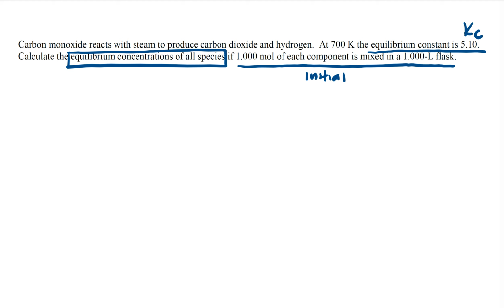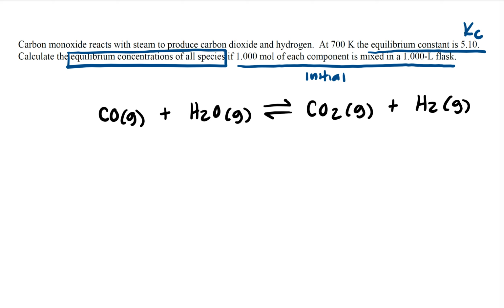And so I recognize this as an ICE chart problem because I'm given initial values and they want me to solve for equilibrium values. Anytime I see those two things in the same problem, that's key, a red flag almost to let us know that, hey, we're going to make an ICE chart. So an ICE chart always starts with a balanced chemical equation. All right, so I have my balanced chemical equation. All coefficients are 1, 1 to 1 to 1 to 1 mole ratios. Next thing, set up your ICE chart.